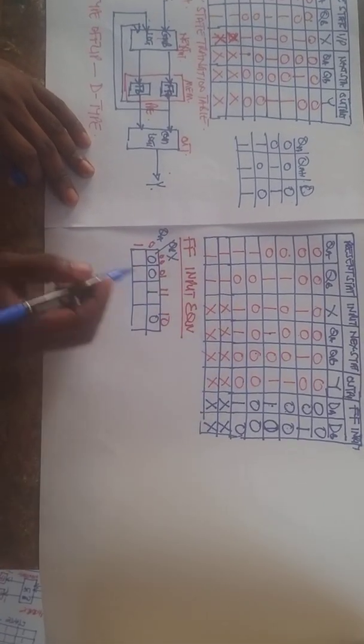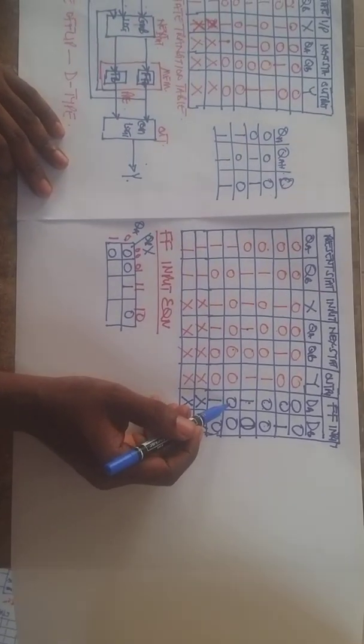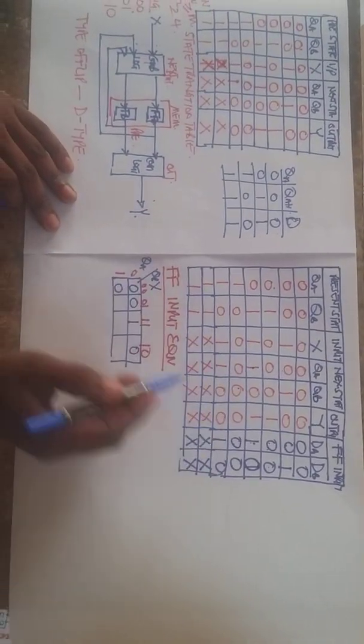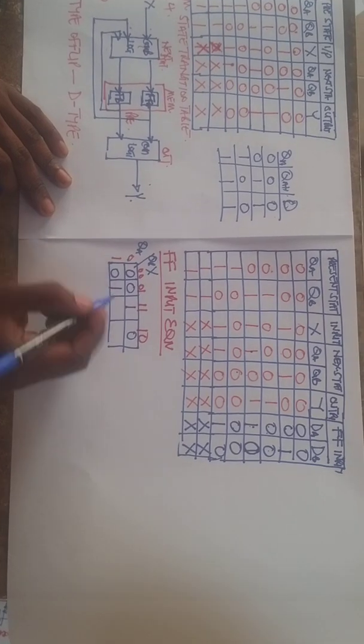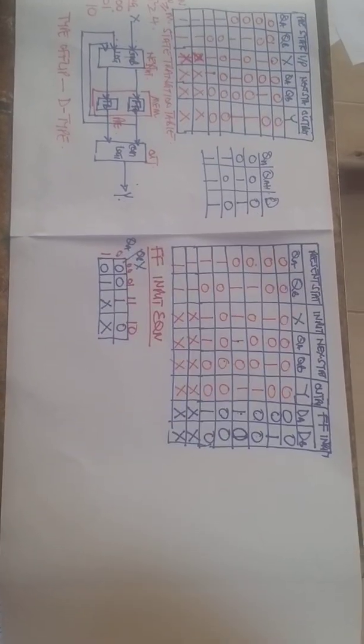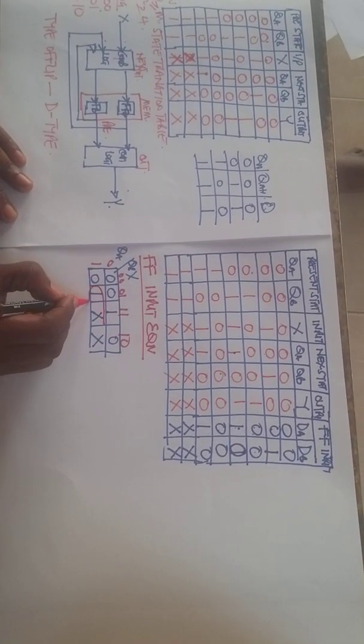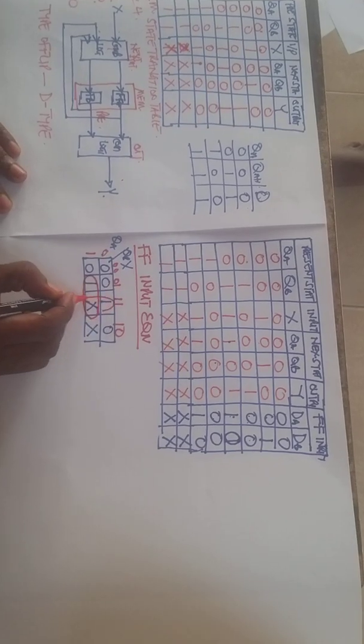1, 0, 0 is 0. 1, 0, 1 is 1. Here, don't care, don't care. Okay, so let's circle. I think we can solve for this one, and then we can do for that one.